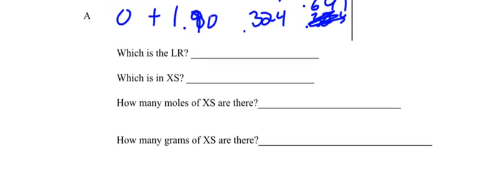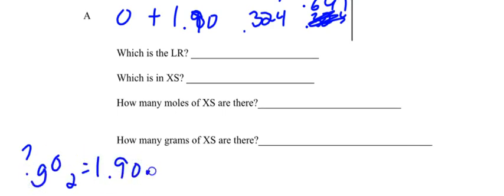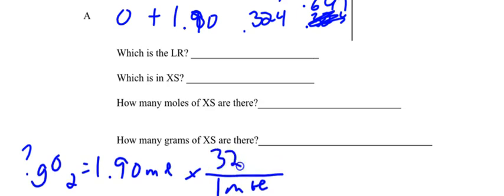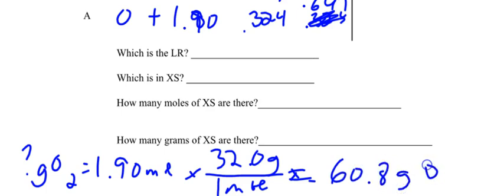How many grams of excess are there? I have to figure this out. So how many grams of O2 do I have? I have 1.90 moles times 1 mole on the bottom, 32. I love my handwriting when I do it like this. All right, and that's equal to what? 1.90 times 32, and I get 60.8 grams of O2. And now it says determine the percent yield.